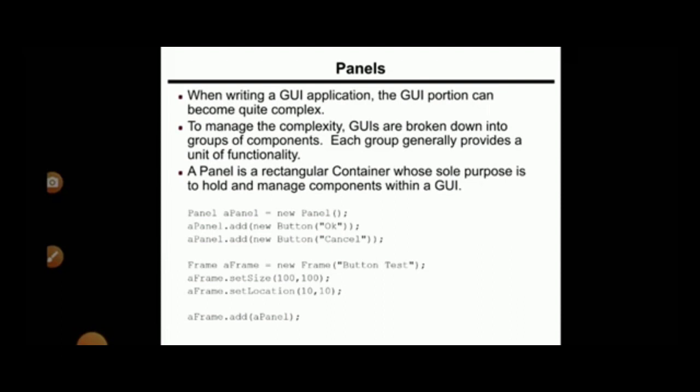Panels are also created by using the Panel class. You have to create the object for the panel. So the panel object is equal to new Panel(). Within the panel you can add components by using the add function. You have to give the object name first: object name dot add, then the component. For example, if you want to add a button, I have to use the panel object aPanel.add(new Button("OK")). That means the OK button is added inside that panel.